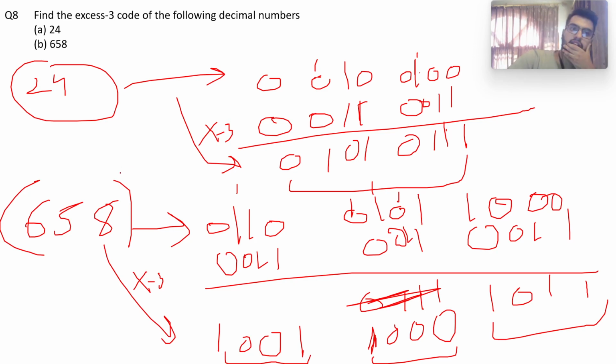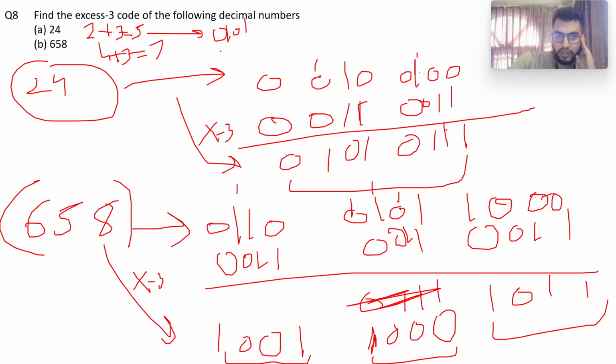If you directly want to write XS3 from decimal without converting to BCD first, what you will do is take 2 and add 3 to it, adding 3 to individual decimal digits. 2 plus 3 is 5 and 4 plus 3 is 7. Then write the BCD of it. So it is 0 1 0 1 and 0 1 1 1. So as you can see, 0 1 0 1 0 1 1 1, and similarly for this, that is 9 8 11, as you can see here.